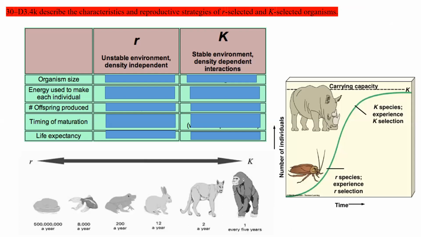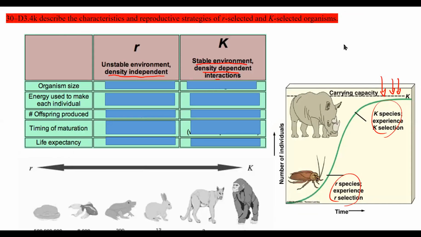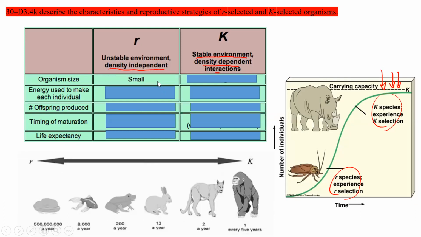Okay, so let's go back to this R and K selected. R and K. And this is in your workbook. Unstable environment governed largely by density independent factors like floods or seasons, like my mosquitoes. They're going to freeze to death. Stable environments, for K selected, density dependent interactions are going to determine the carrying capacity. So the organism size, well, we're going to have small, large. And you can fill this in your workbook.